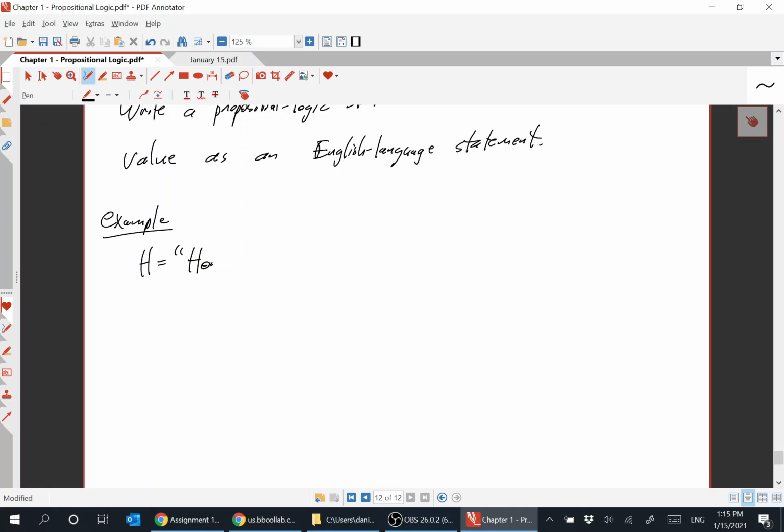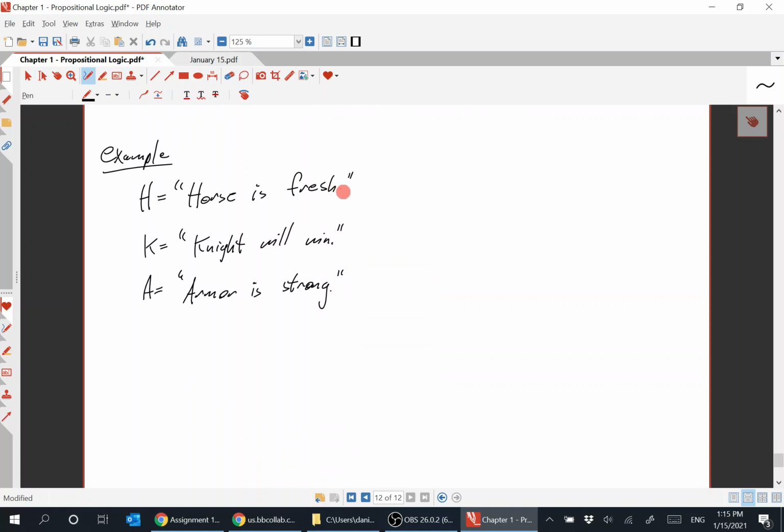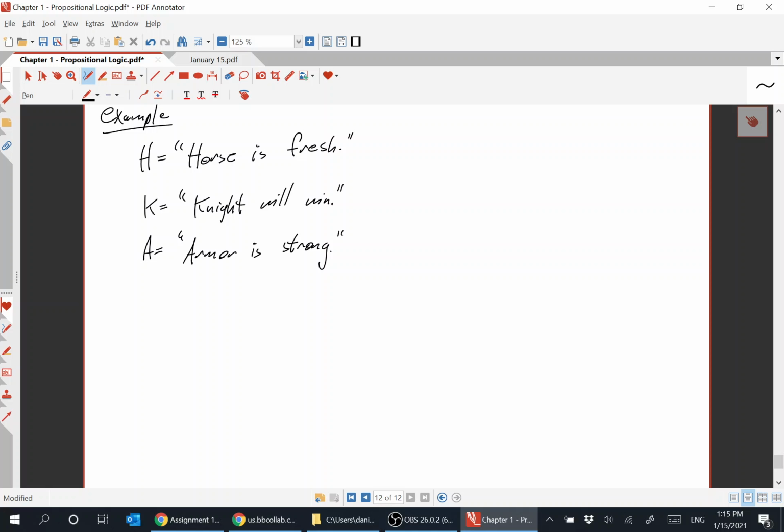H equals the horse is strong. K equals the knight will win. And or not, horse is strong. Horse is fresh. A is the armor is strong. So we've got these 3 propositions here, and we're going to hook them together and put them together in sentences, and then translate these to propositional logic.